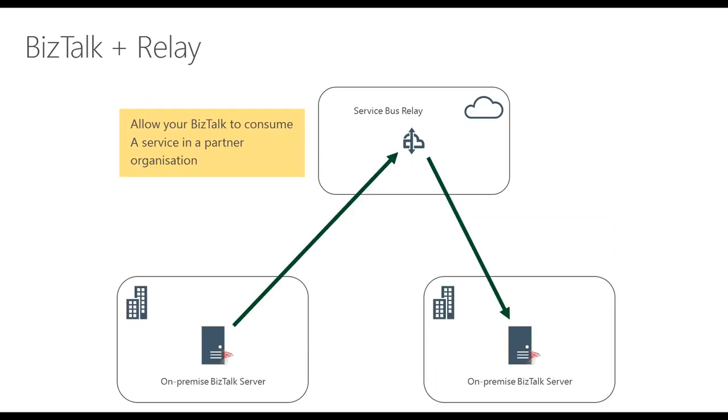The next one would be with Relay. If you have BizTalk in Company A and BizTalk in Company B, and they want to talk to each other, but you don't necessarily want to do all the infrastructure piece to support that, one way you could do it would be to have them both expose endpoints with a receive adapter that listens on Service Bus Relay. Then they could send messages to each other going through the relay, and you can set that up pretty quickly without having to do a lot of infrastructure work to support that.